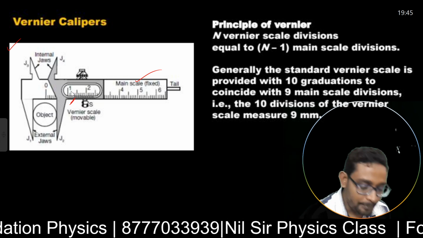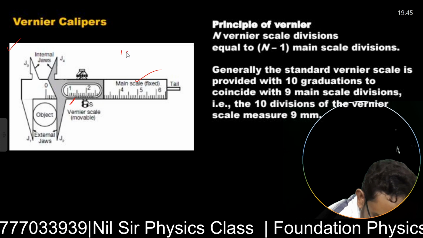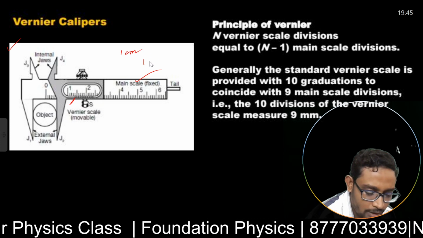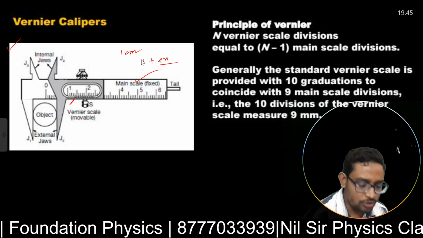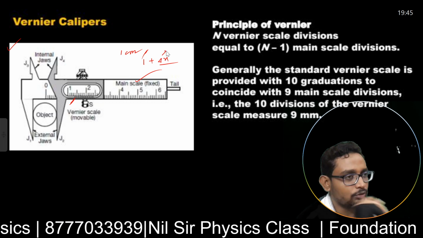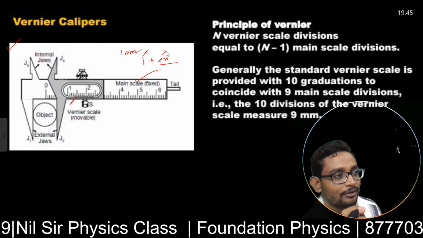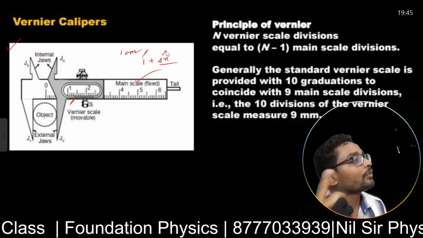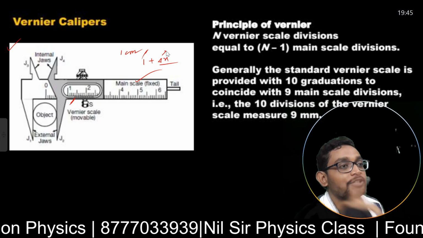So we got in main scale it is 1 centimeter, right? So 1 point something, or 1 point delta x. So this is your main scale reading and this is some value. Now we have to find out this value, right? We will find this value from what? Vernier scale. Find this value from vernier scale.